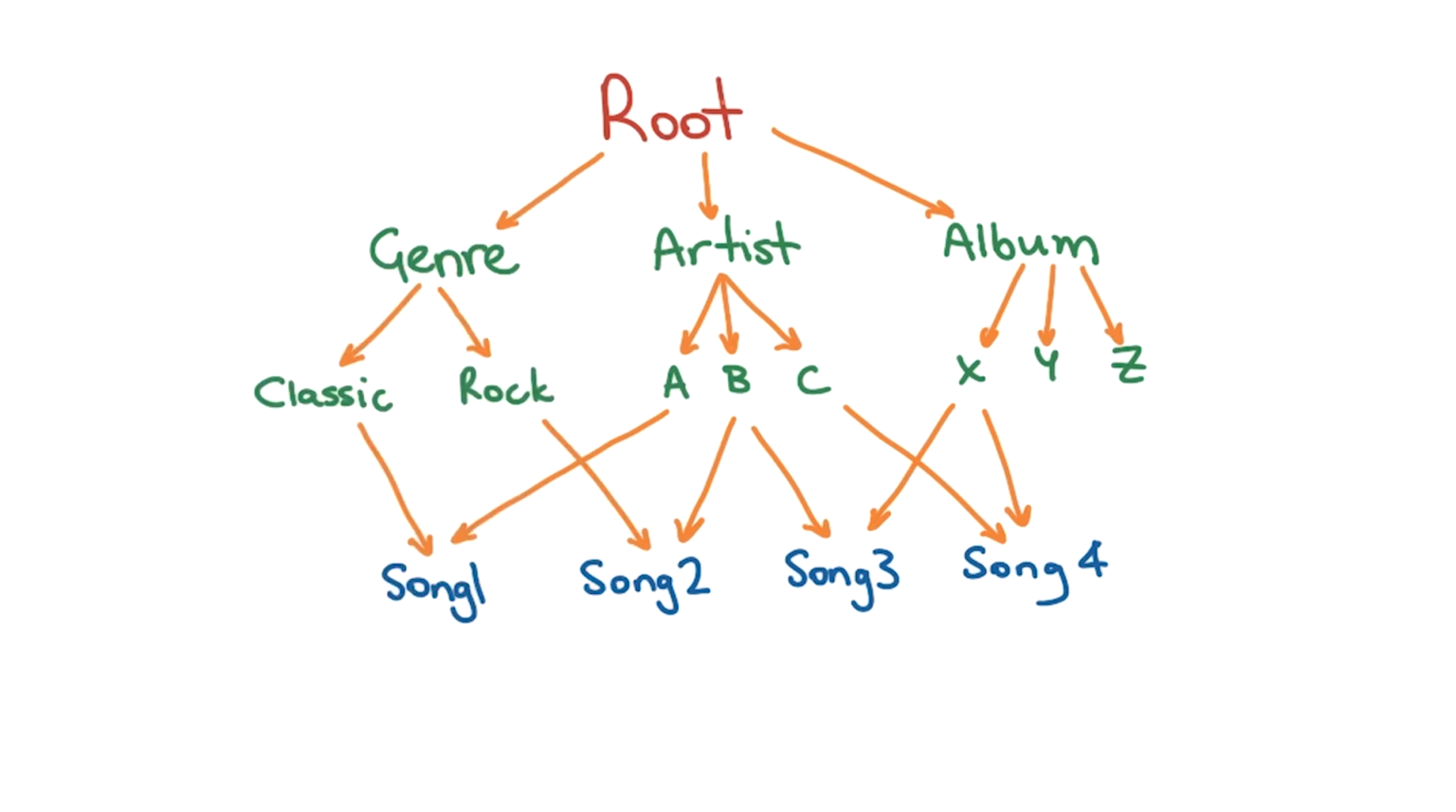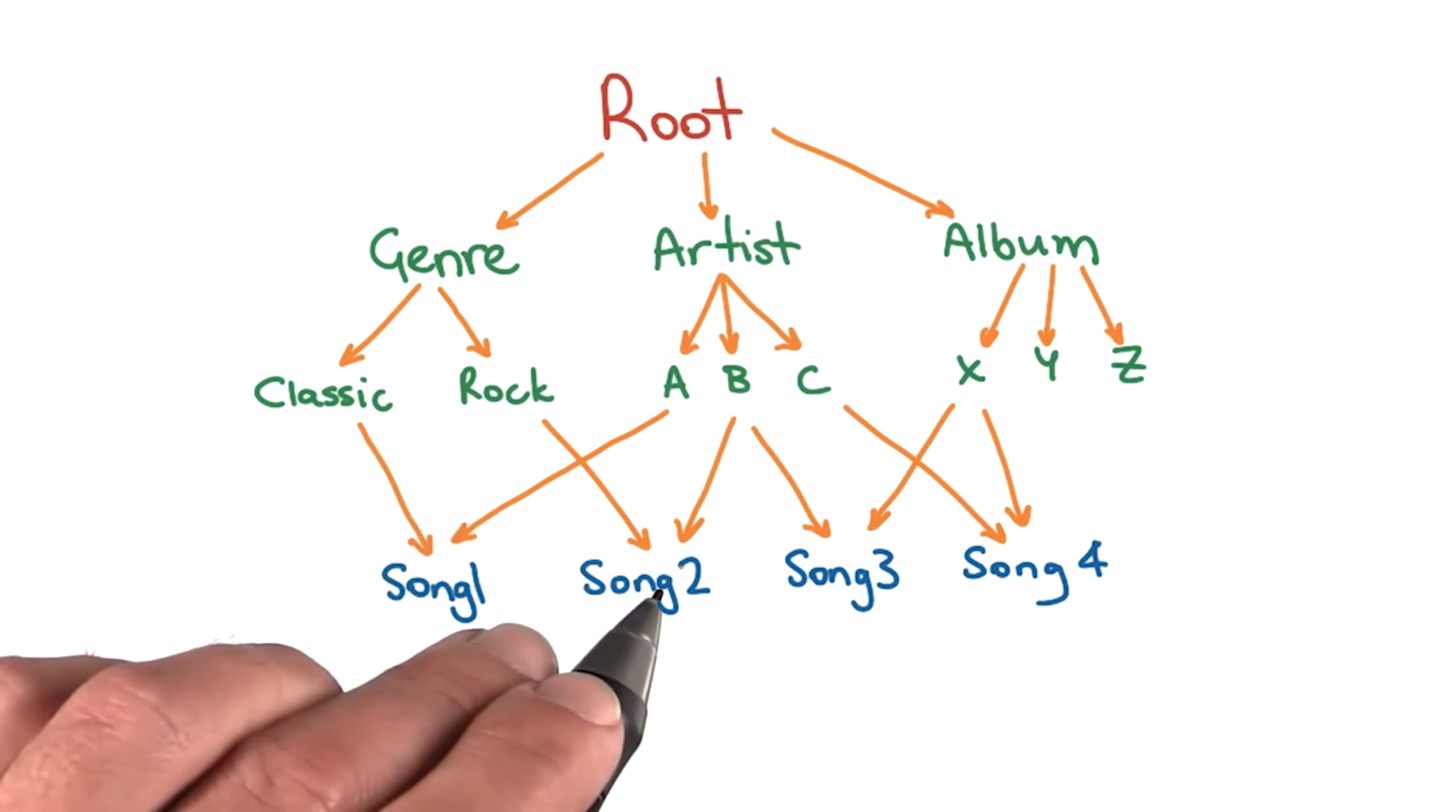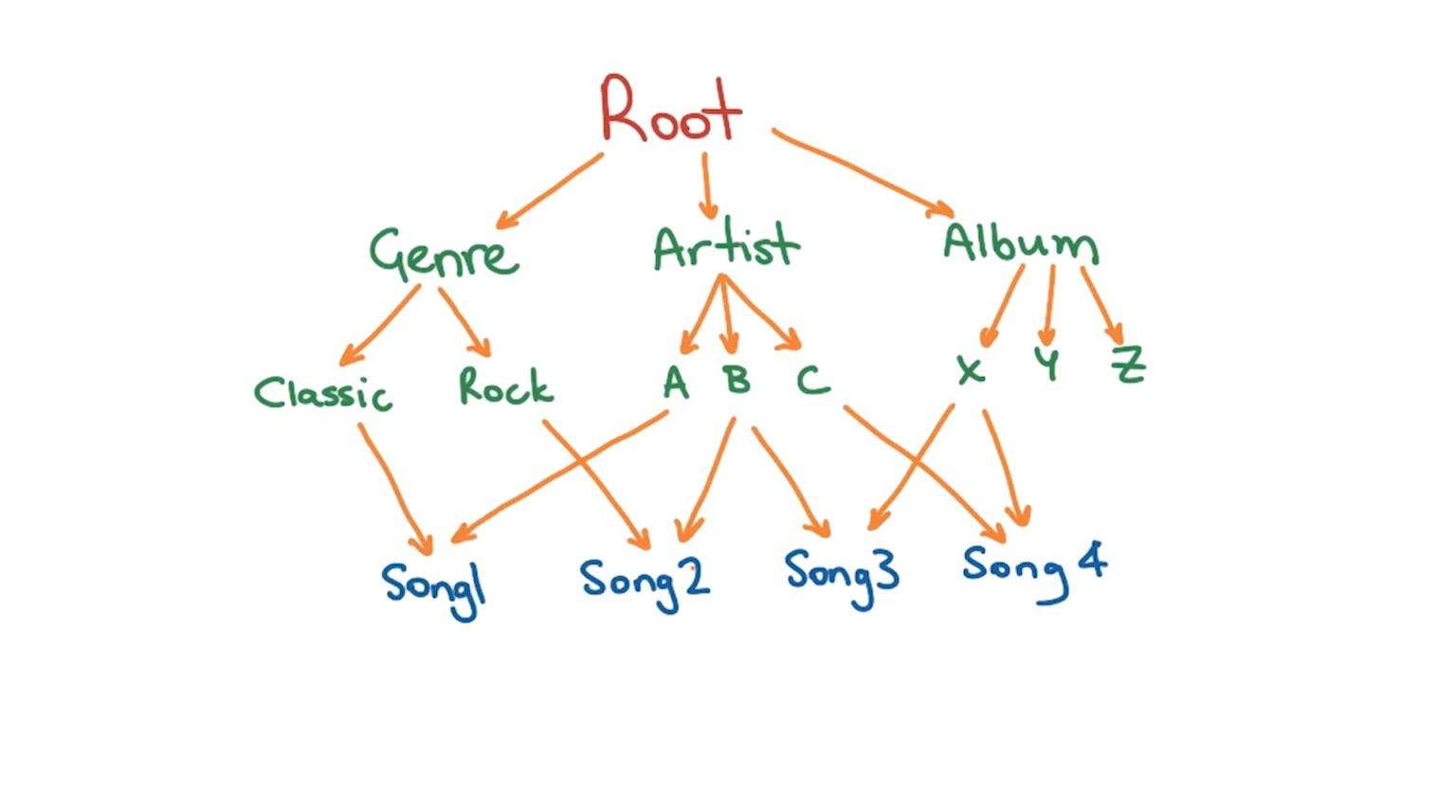At the top level we have a root node, and then we have browsable categories of genre, artist, and album. Genre is broken down into classic and rock, and then classic contains a reference to song 1, while rock contains a reference to song 2. It's totally fine for the same music item to appear multiple times under different categories, so there's lots of flexibility here.